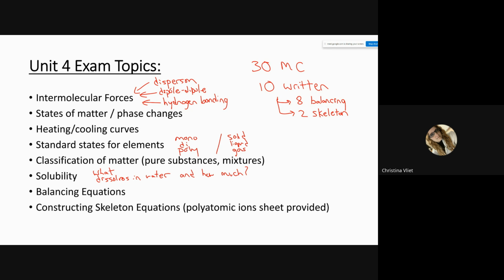Balancing equations. We've been doing that the past 2 class periods, and I told you this would be a major component of the test. These two together, intro to chemical reactions, balancing equations, constructing skeleton equations, will be up to half the test actually, because we're going into our next unit. It's a major unit, unit 5, on chemical reactions. So a lot of the test is going to be on balancing equations and constructing skeleton equations, along with just knowing chemical versus physical changes.